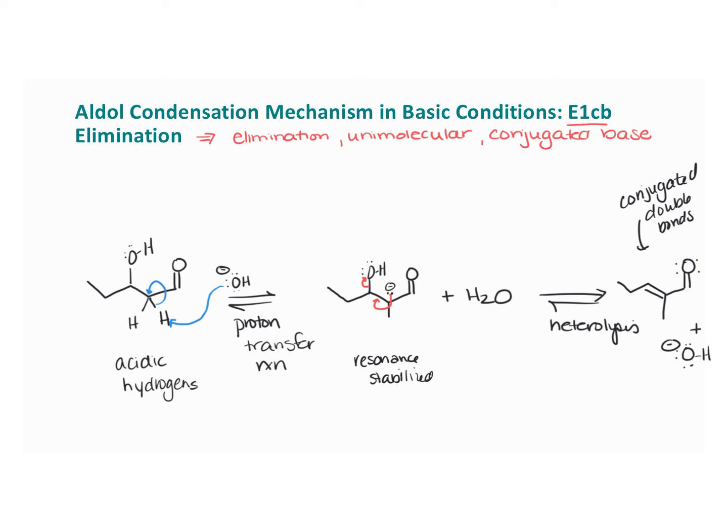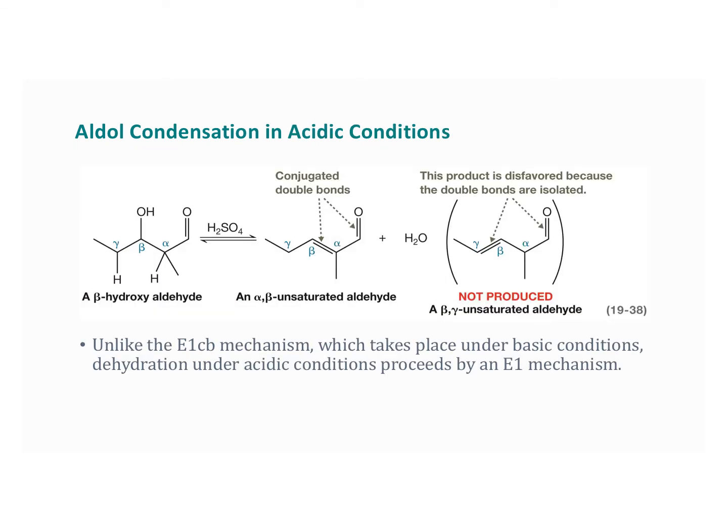Now, dehydration of an aldol can also take place under acidic conditions. So this was basic conditions, so let's look at acidic conditions. And when that happens, again, we produce an alpha-beta unsaturated aldehyde. So you can see an example of that here. Now, unlike that E1CB mechanism, dehydration under acidic conditions does proceed by an E1 mechanism, just like we learned in chapter 9. And so notice that depending on whether the alpha or the gamma proton is eliminated, the dehydration could produce either this alpha-beta unsaturated aldehyde or the beta-gamma unsaturated aldehyde.